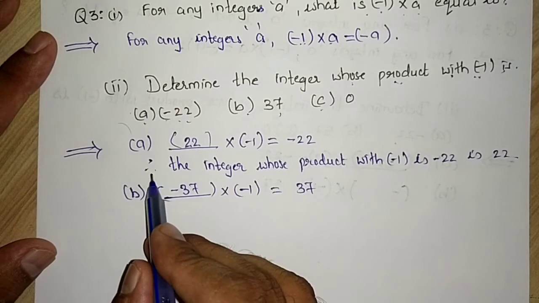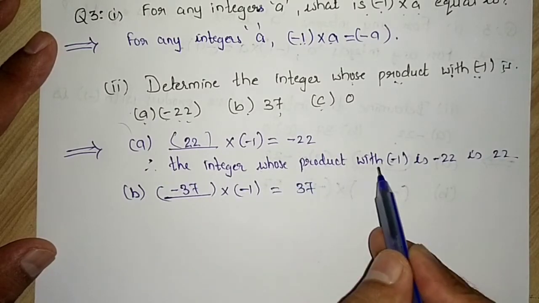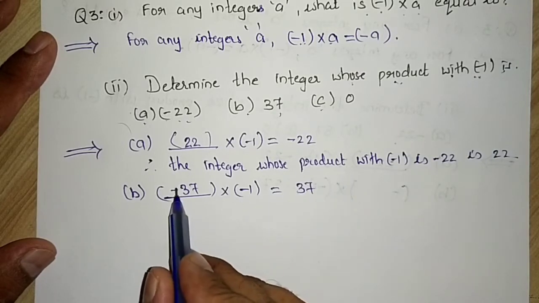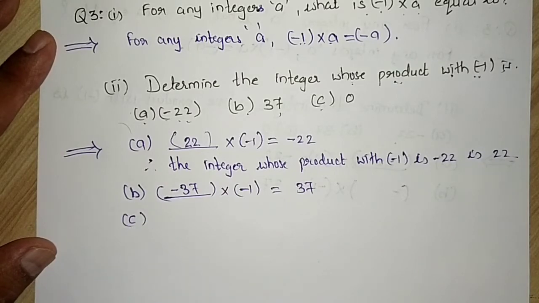So again I will write, therefore the integer whose product with minus 1 is 37 will be minus 37. That you are going to write in your notebook.